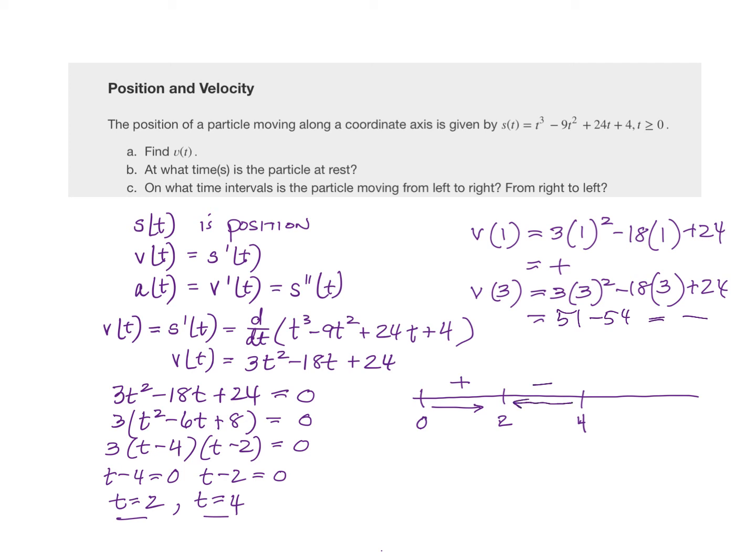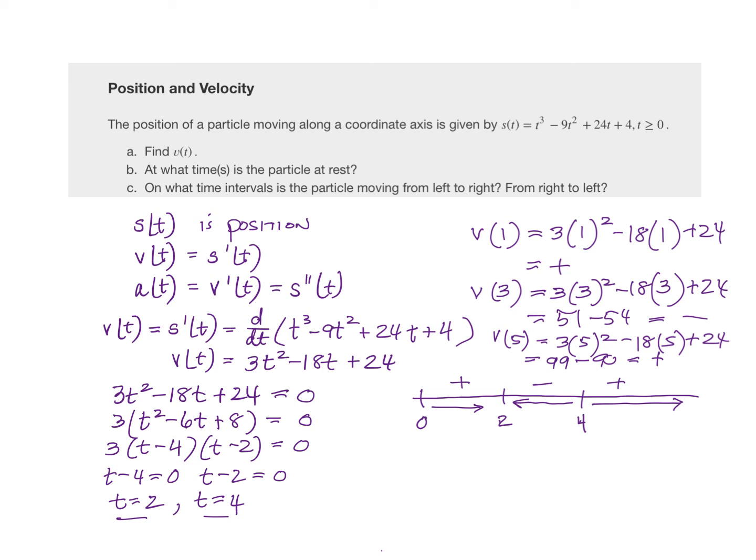And then after 4, if I take the value 5 and I plug it in, I get 3 times 5 squared minus 18 times 5 plus 24. And if I solve that, I get 99 minus 90, which is a positive number. So it's positive over here. So again, it's moving right from 0 to 2 seconds, and then it stops, and then from 2 to 4 seconds, it's moving left, and then it stops again, and then it's moving right again from 4 seconds on.